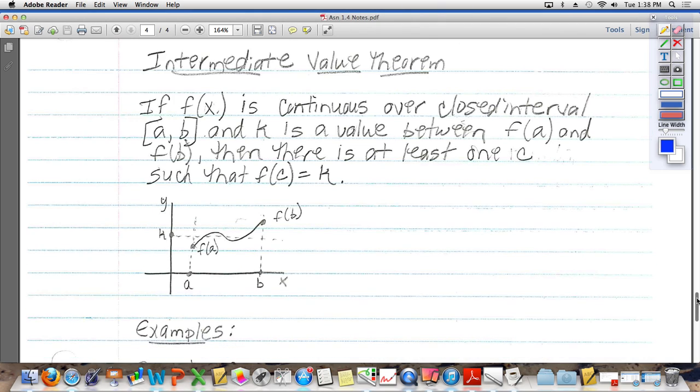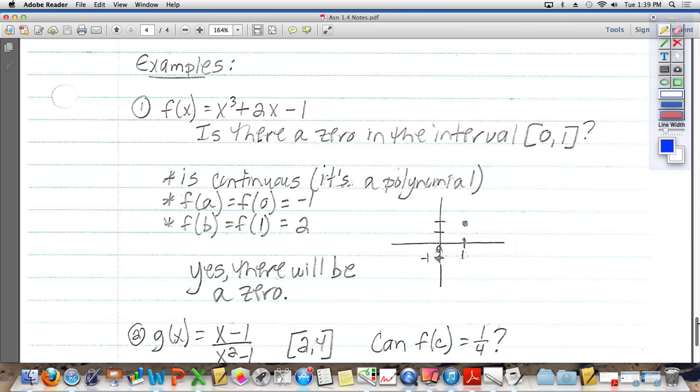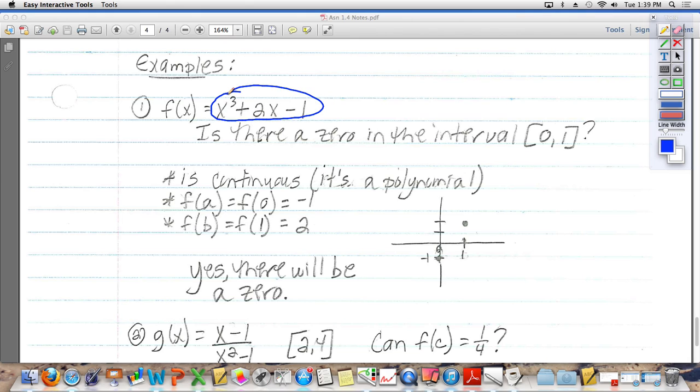So let's move down here. Example 1. f of x is equal to x cubed plus 2x minus 1. First of all, how would you describe this graph? x cubed plus 2x minus 1. Don't graph it, just tell me about it. It's a polynomial. Polynomials are continuous. So this thing right here is a continuous graph. You need to know that. Polynomials are continuous graphs. You may even want to make a note of that. I wrote it right here. It is continuous. It's a polynomial.